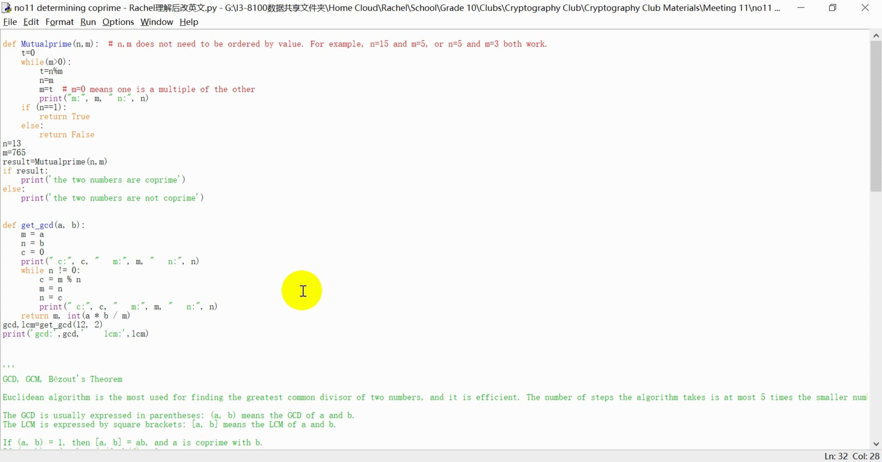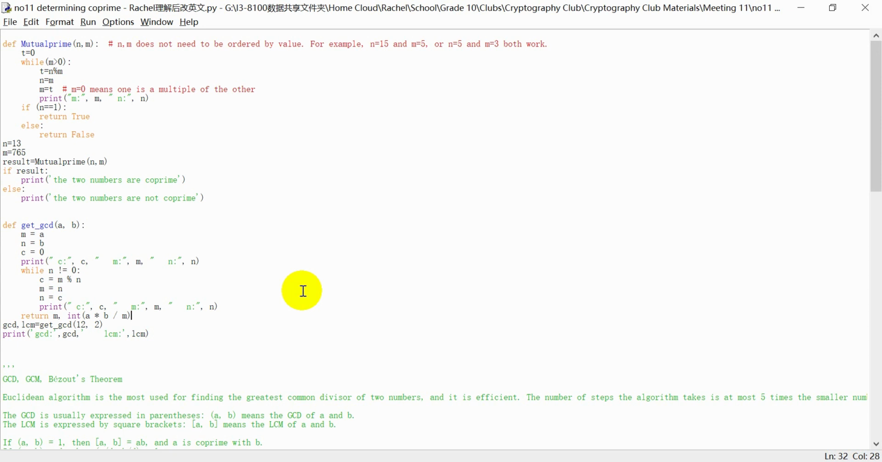Inside the function, the first line is t equals 0. This is the initialization. And then after that, we have a while loop. While m is greater than 0, t is given the value of the remainder of n divided by m. And then the value of m is given to n, and the value of t is given to m. And then we print m, the value of m, and n, the value of n.